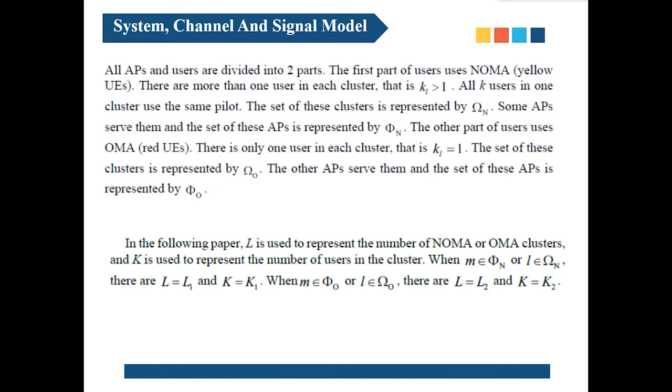Suppose that users in the system are divided into L clusters. The number of NOMA clusters is L1, and the number of users in each cluster is K1. The number of OMA clusters is L2, and the number of users in each cluster is K2.